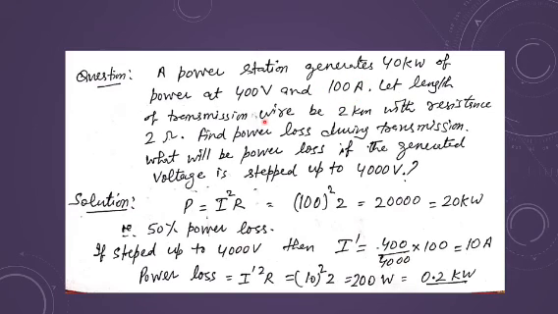Let the length of transmission wire be 2 kilometer with a resistance of 2 ohm. Find the power loss during transmission. What will be the power loss if the generated voltage is stepped up to 4000 volt? From 400 volt, if I use step up transformer and increase it up to 4000 volt, it can be done only by using step up transformer.